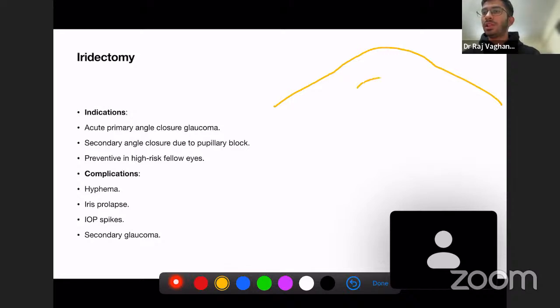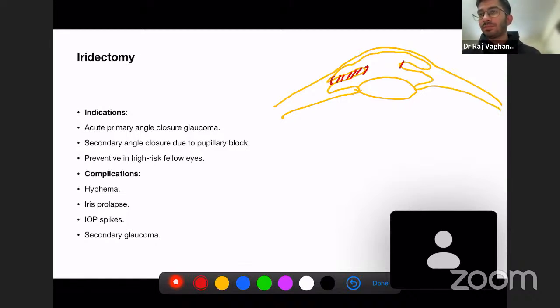This is the lens. Just draw zonules. Then this is the iris. Then this is the cornea. Then this is the iris, zonules, and again this. So just draw. This is the part that we are removing. This is the iris part that we are removing. Now, why are we removing this iris? What are the indications for doing iridectomy?